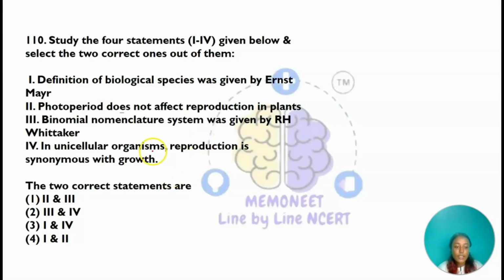Now, the correct answer to this question is option 3, 1 and 4: the definition of biological species was given by Ernest Mayr, and in unicellular organisms, reproduction is synonymous with growth. As unicellular organisms multiply, it is referred to as the growth of the colonies, right? Why are 2 and 3 incorrect? Because photoperiod does not affect the reproduction in plants, which is not true. It does affect. And binomial nomenclature was given by R.H. Whittaker. No, it was given by Carolus Linnaeus. So that is why option 3 is correct.